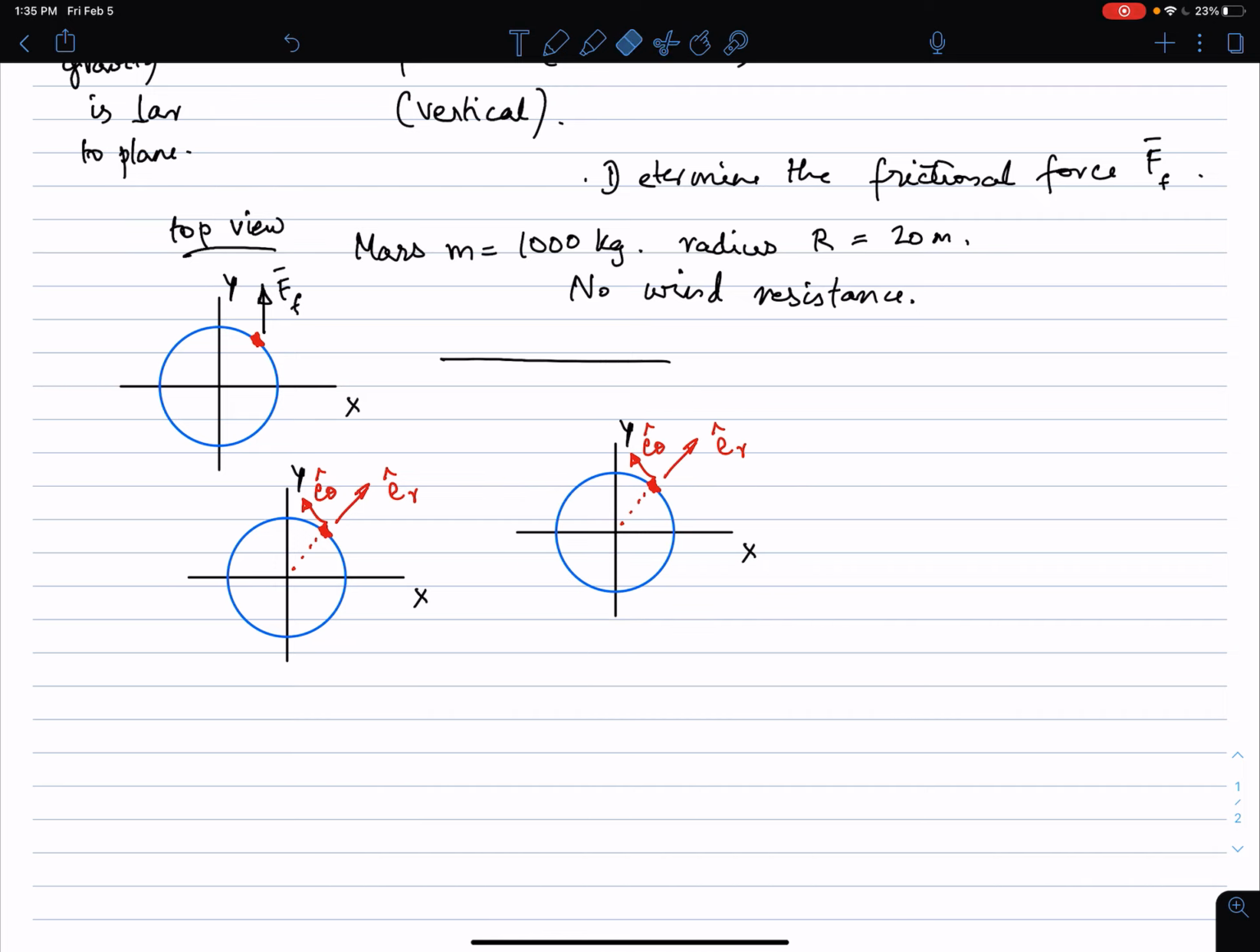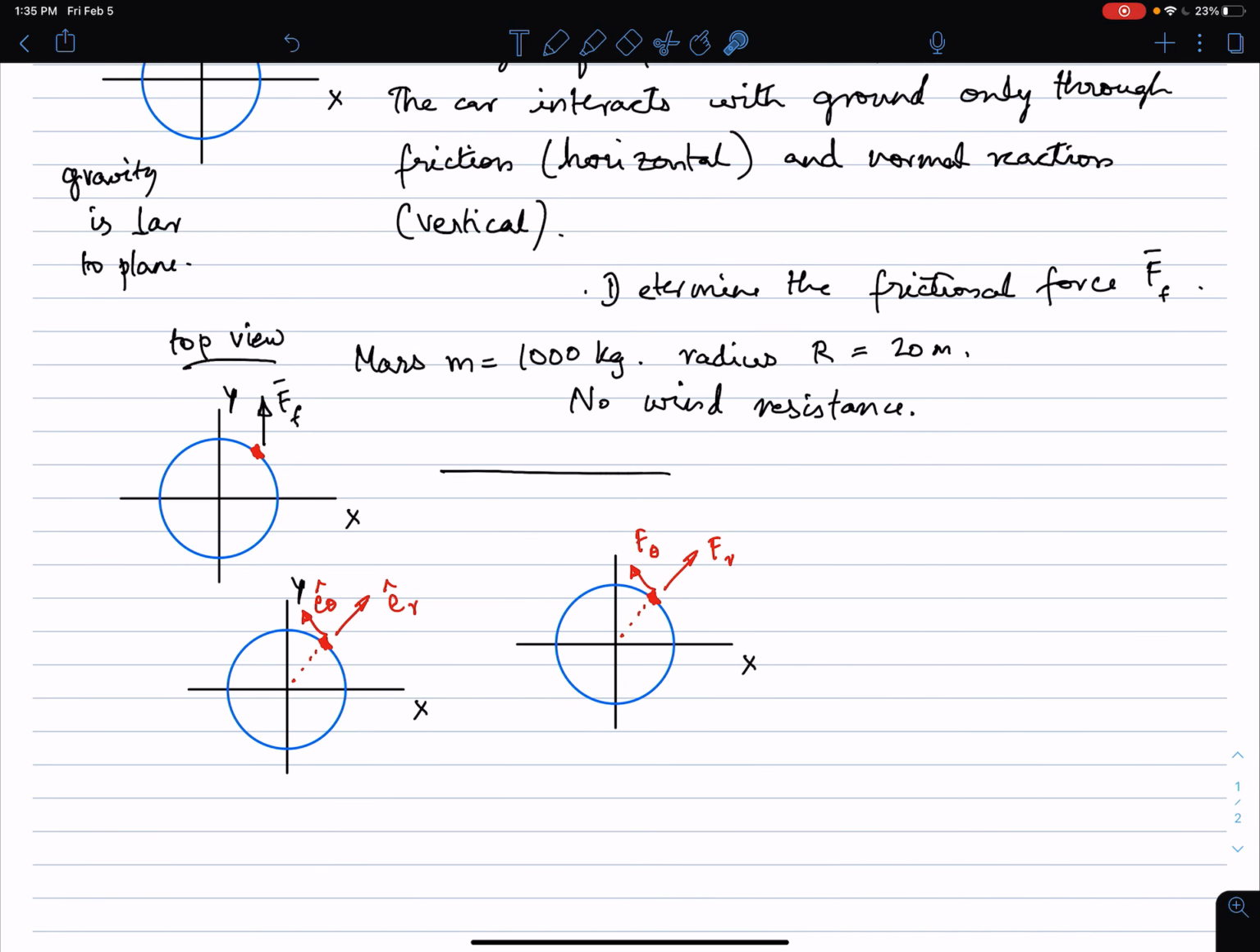And let's actually write down the components of the frictional force, F sub r and F sub theta, in the azimuthal and the radial direction. This is the radial force, this is the force in the theta direction, and maybe it's entirely radial, maybe it's entirely in the theta direction, but because we don't know what it is, we just leave it as such, okay? So that's a free body diagram for the top view.